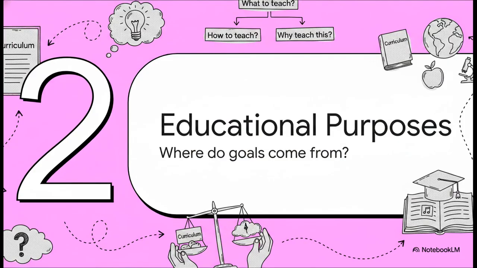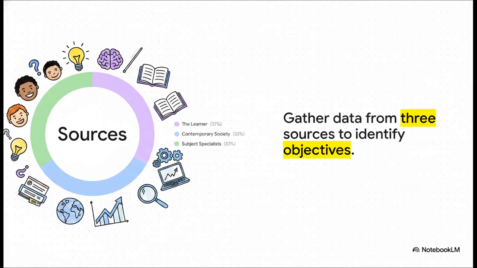Moving right along to Section 2, defining your educational purposes. Where do goals actually come from? Let's be honest, figuring out exactly what to teach is usually the absolute hardest part for a new teacher. You can't teach everything, so how do you decide what makes the cut? Well, Tyler argued that as planners, we have to gather data from 3 primary sources to figure out our objectives.